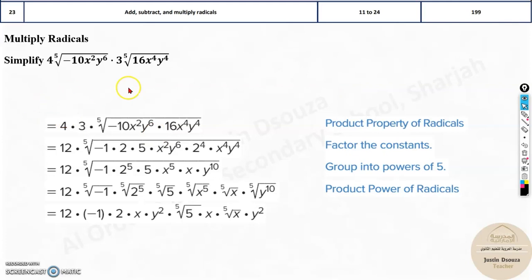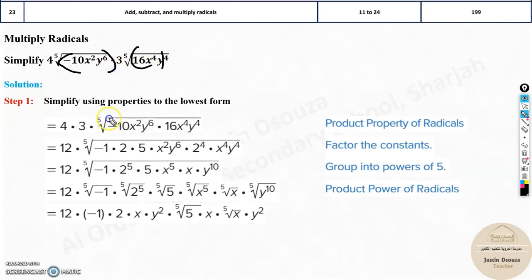Now then, over here again, this animation is a problem. But anyway, you're multiplying. Fine, it's very simple, just that these numbers will be multiplied outside. You can see this 4 and 3 will be multiplied outside. Now over here, since the radical has the same power, it's very simple. All of this can be written inside, but make sure you're multiplying this with this. So you can see the radical is the same: minus 10x squared y to the power 6 into 16y power 4, x power 4 and y power 4.